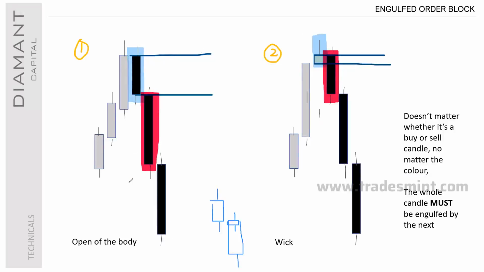It pushes past it. So the first type is the open of the body, as we see on the first type here. The second type is, again, the open right there. It's the wick in this case. Like I said here on the right, it doesn't matter whether it's a buy or a sell candle, no matter the color, the whole candle must be engulfed by the next one. Here, we've got two cases. We've got the black one and then the gray one. It does not matter whether it's the gray or the black, whether it's an up or a down candle. It's the candle that gets engulfed in the next one completely.